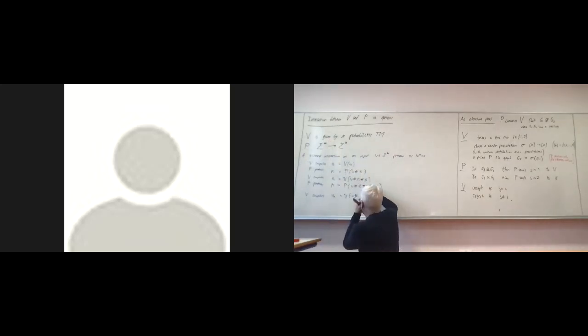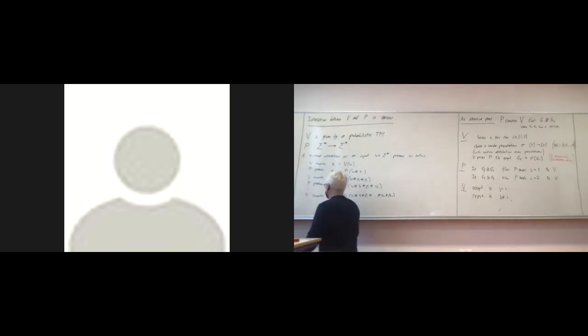Sorry, this should be P1 here. So we give it all the information that's taken place in the discourse so far, all the way through to VK minus 1 and little PK minus 1. And P produces PK, which is getting a bit tedious to write it all.